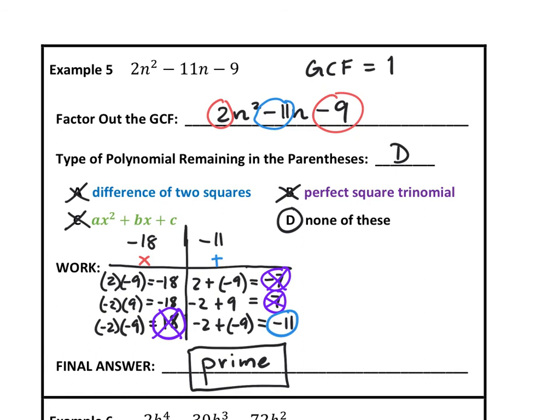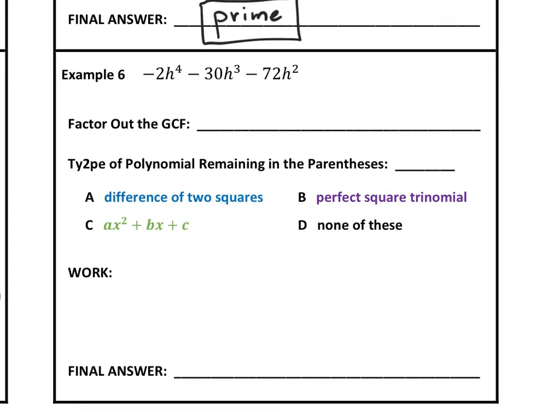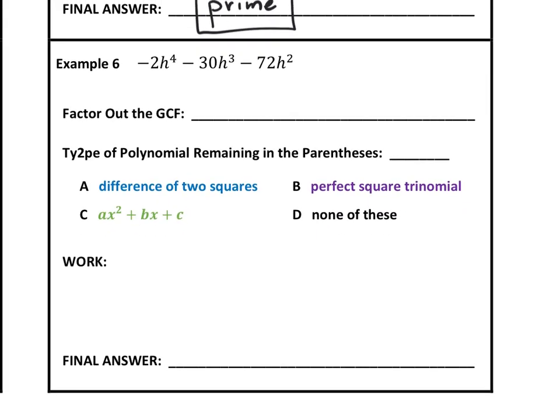All right, and then the last example, example 6. So again, we're going to start off and check to see if there's a GCF, right? Is there a number that can divide 2, 30, and 72? Looks like they're all divisible by 2. And it looks like the first number is negative, so I'm going to put negative 2.